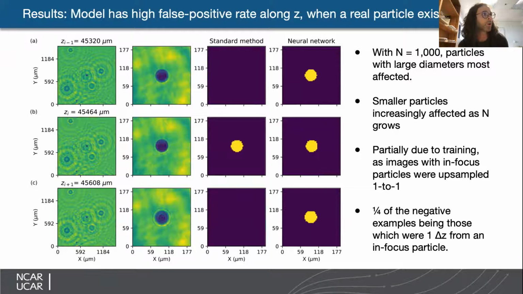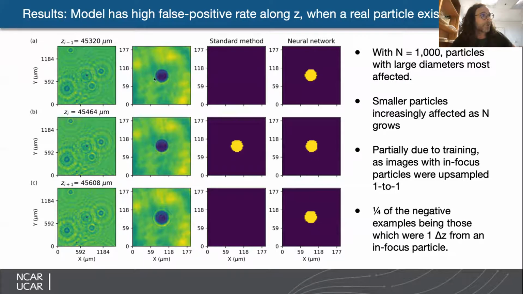Okay, so what I'm showing you here in the 3 rows is basically the same particle over here on the left, but one Z plane away. Note that this is some 45,464 away from the detector arms. And this was one delta Z before it. This is one delta Z after it. And that delta Z is 144 micrometers. So this is just zoomed in.